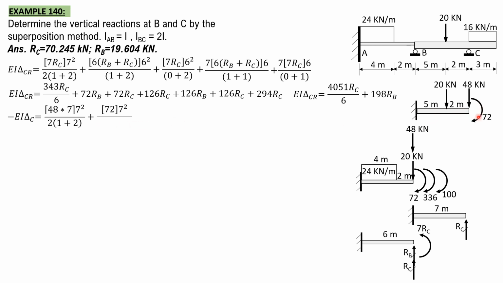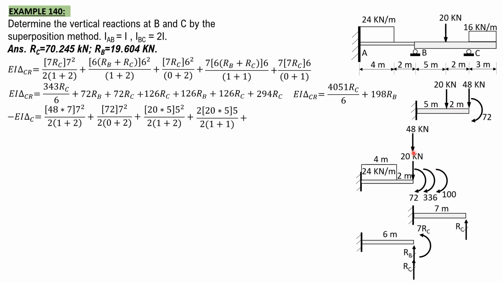Then for the effect of the 72 kilonewton couple, 72 times 7 square over 2, 0 plus 2. For the effect of the 20 kilonewton load, 20 times 5 is 100, or 20 times 5 times 5 square over moment of inertia 2, 1 plus 2. Then this will deflect down because of the slope here. So 2 theta, 2 times 20 times 5 times 5 over moment of inertia 2, 1 plus 1. So everything is accounted for this part.